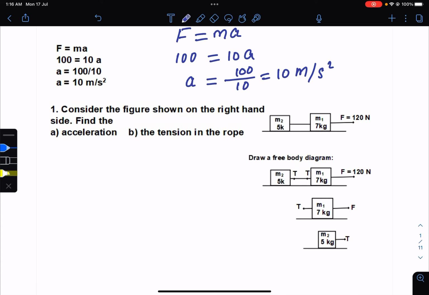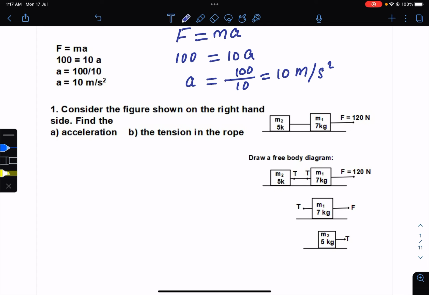Another question is, as shown in the figure, which is this one, I've just circled, which consists of two blocks tied with a rope. So here the question says, consider the figure shown on the right-hand side. Find the acceleration. This is in part A, and in part B it says the tension in the rope. So in this problem, we're going to find the acceleration as well as the tension in the rope connecting the two blocks.